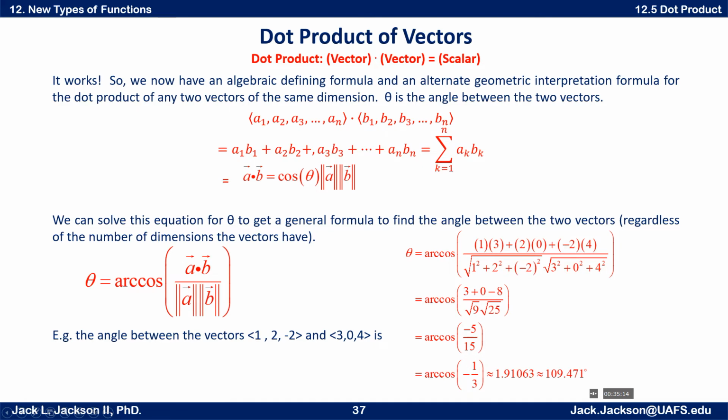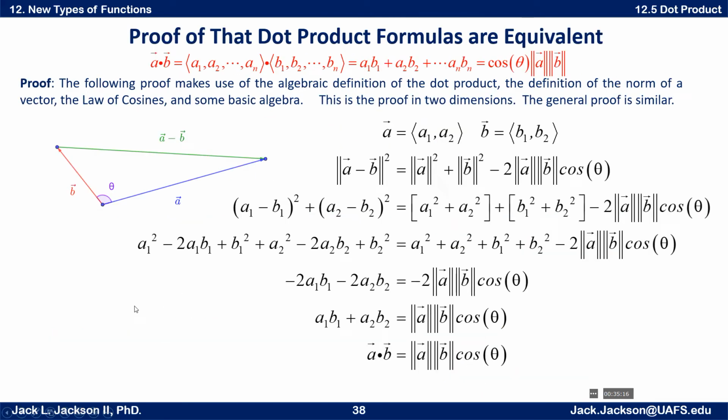Okay, moving right along. Here's a proof that the dot product formulas are actually equivalent. The following proof is going to make use of the algebraic definition of the dot product, the definition of the norm of a vector, some basic algebra, and the law of cosines. So I'm going to do it just for 2D vectors, but it works very similarly for 3D, 4D, and so forth. You could write it out in general for n dimensions. It really wouldn't be a lot different than this.